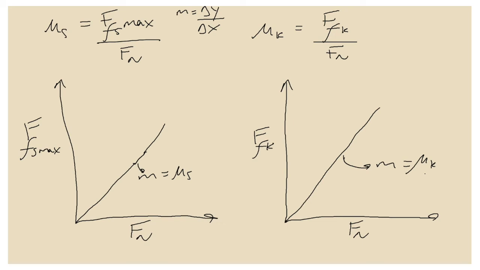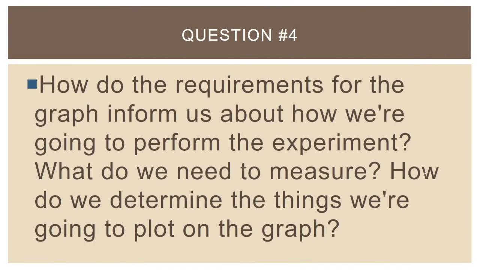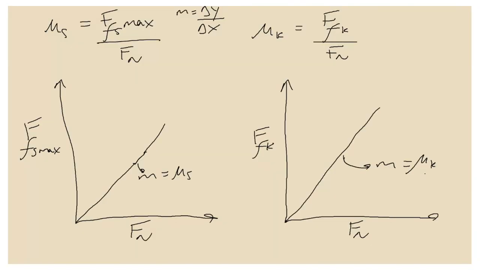And that's the deal. Whenever you are trying to describe how you're going to analyze data from an experiment, the smartest way to do that is to talk about what the graph would look like. And that's a really smart idea because it sets you up for describing the whole procedure, because the procedure here is going to be pretty straightforward. Notice that's really what the last question gets to: how do the requirements for the graph inform us about how we're going to perform the experiment? What do we need to measure? How do we determine the things we're going to plot on the graph? Well, it all comes down to the graphs.